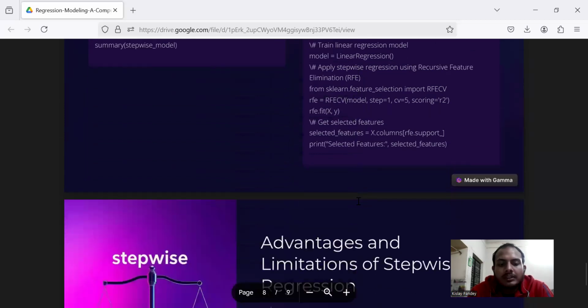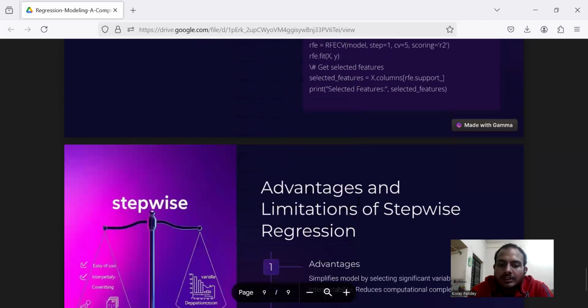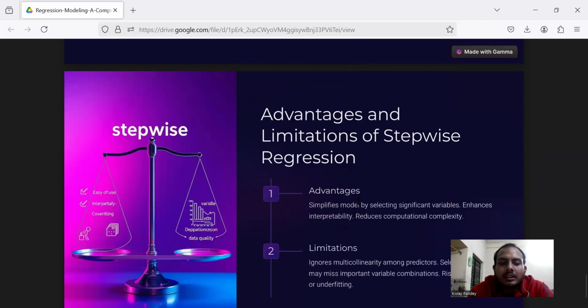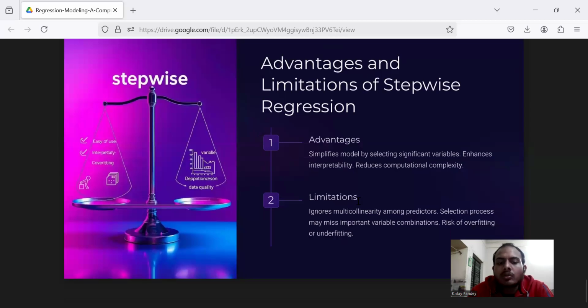While stepwise regression simplifies the modeling process, it has limitations. It may miss complex interactions between the predictors. There's a risk of overfitting with small datasets. Use it consciously and also validate the results using robust testing methods, which I had recommended in the above slides.